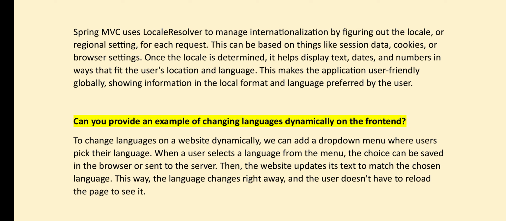Can you provide an example of changing languages dynamically on the front end? To change languages on a website dynamically, we can add a drop down menu where users pick their language. When a user selects a language from the menu, the choice can be saved in the browser or sent to the server. Then the website updates its text to match the chosen language. This way, the language changes right away and the user does not have to reload the page to see it.